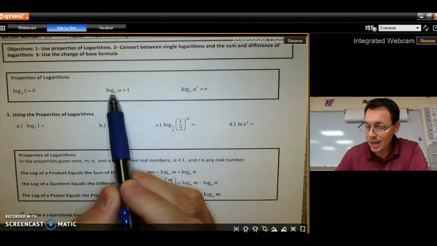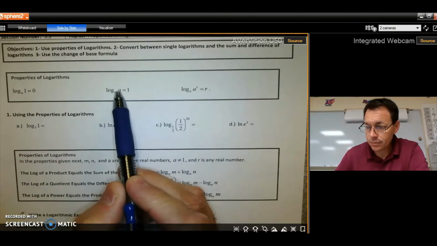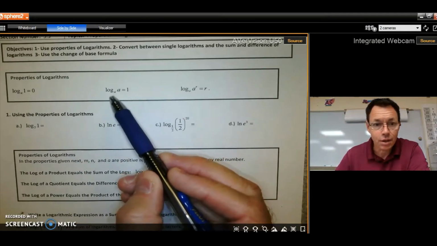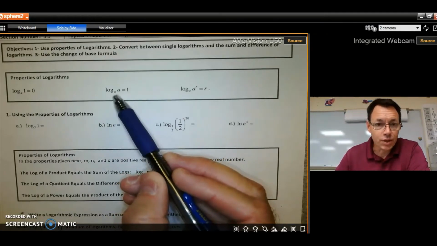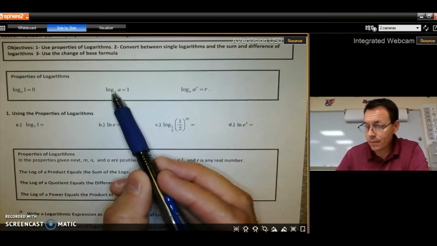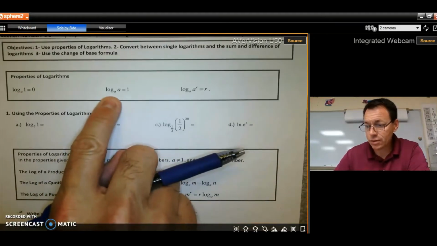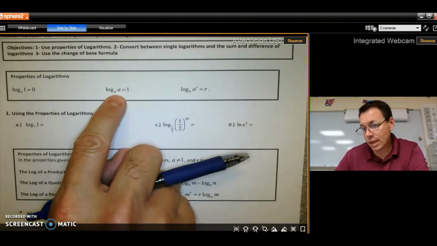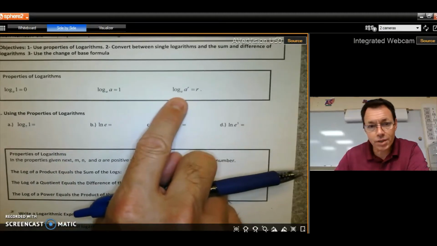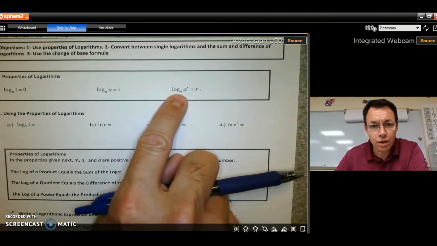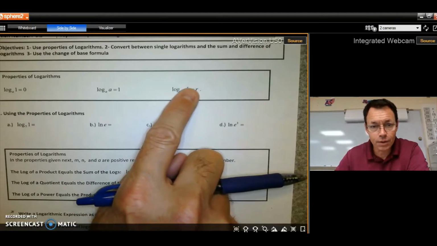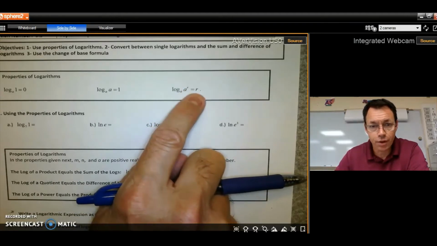The log base A of A would be equal to 1. If this base and that base are the same, essentially they're going to cancel each other out. Again, think of it as an exponential: A to the first power would always equal A. And using that thought process, look at this one: the log base A of A to the R power will always equal R.